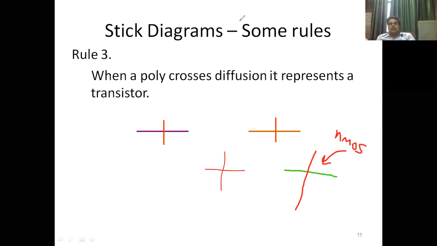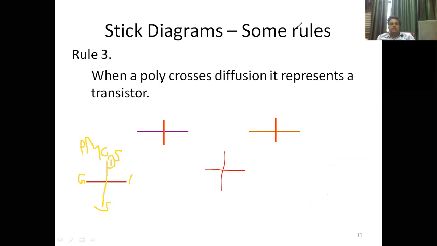Now if the red polysilicon line crosses the yellow colored diffusion line, then it represents the PMOS transistor. Here this is the gate terminal and these are the drain and source terminals. Again here these are drain and source terminals and this is the gate terminal. So this is the third rule associated with stick diagrams.